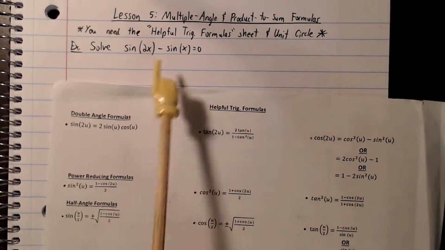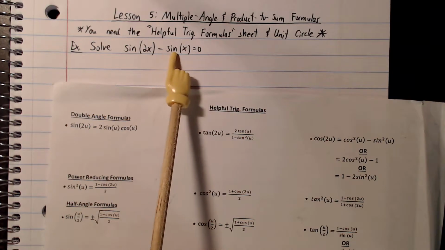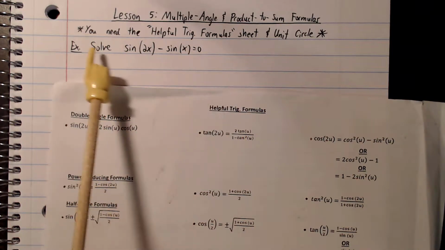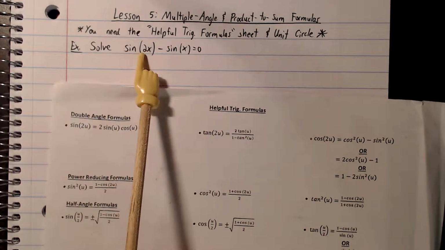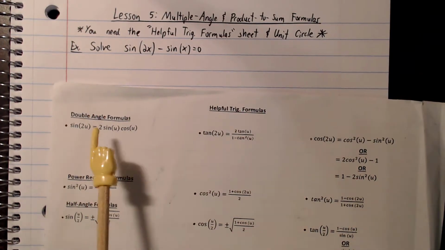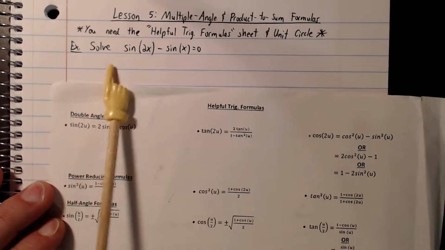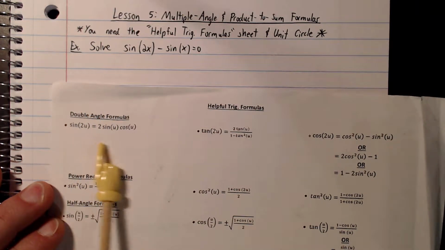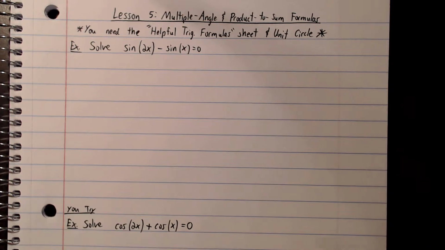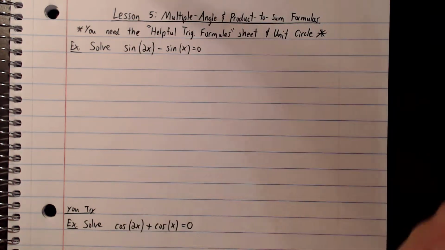That's all the stuff that we're going to be using for this lesson. And right off the bat, I'm noticing that I have sine 2x minus sine x equals 0. We're asked to solve. 2x, that's double, right? Anytime you multiply by 2 is double. So we're using these formulas here. I'm working with sine here, so this is the formula we're going to use.